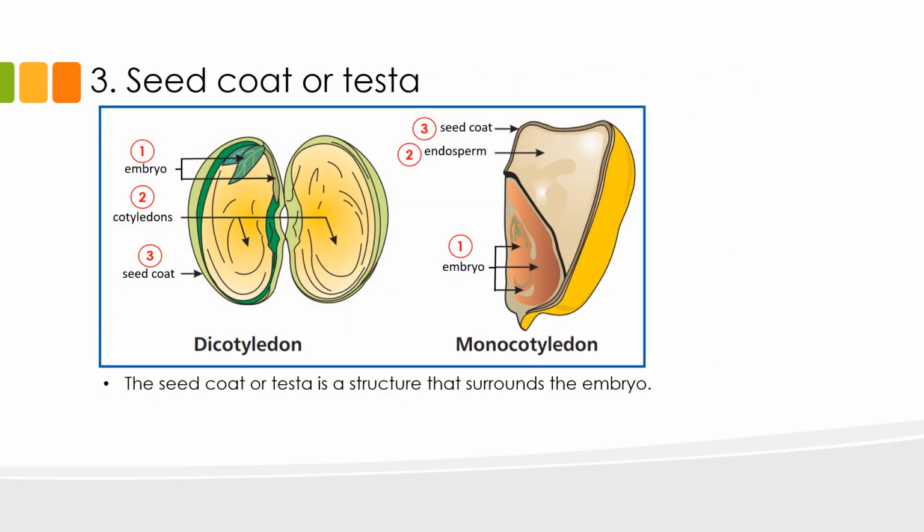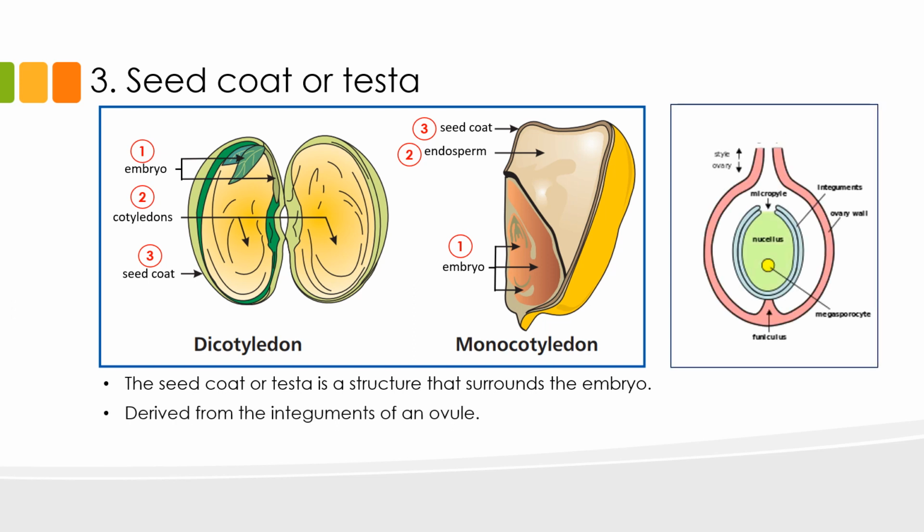Lastly, we have the seed coat. The seed coat, otherwise known as the testa, is the structure that encases both the embryo and the endosperm. The seed coat is derived from the integument, which originally encloses the ovule. From the illustration on the right, you can see the integument structure right here.